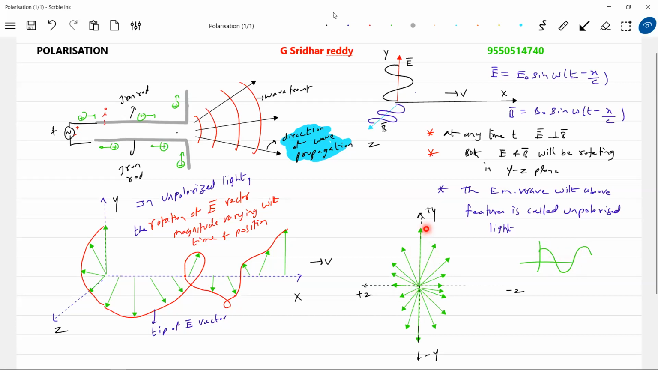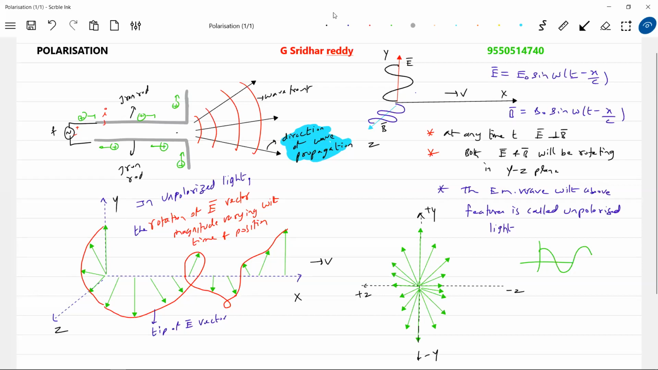Similarly, when E bar is here, B bar will be here. When E bar is here, the B bar will be here. At all times, E bar and B bar should be perpendicular. Now try to imagine: E bar and B bar vectors will be rotating in the YZ plane. Magnitude will be varying as a function of position and time, and at all times they'll be perpendicular to each other. That is what unpolarized light is.